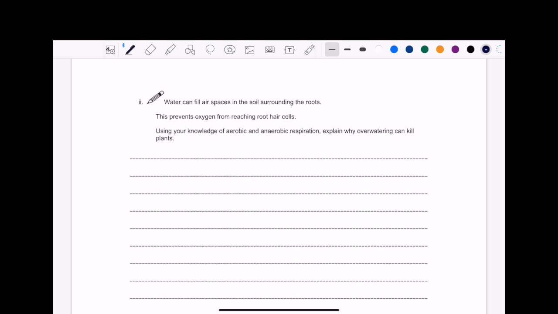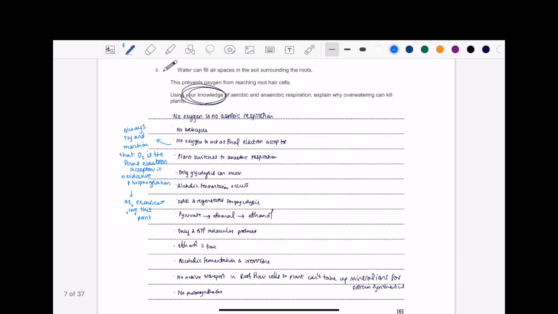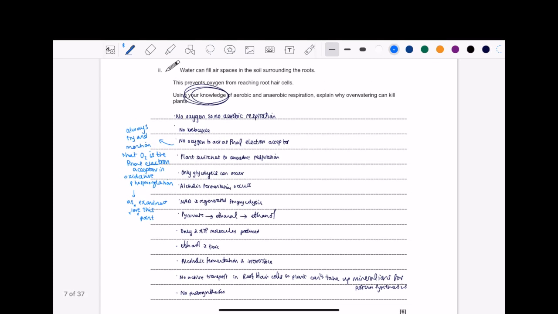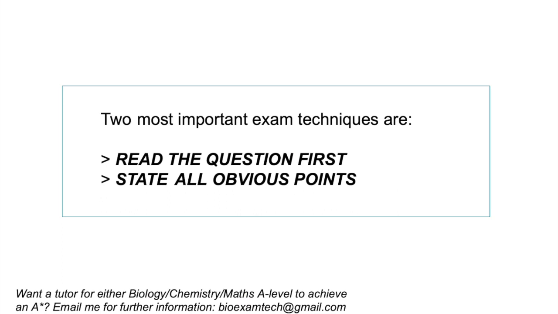So let me write up and you can see how it's been done. Okay, and that's how you answer this question. Remember, the 2 most important exam techniques are read the question first and state all the obvious points. Over to you. Try some questions and let me know how it goes.